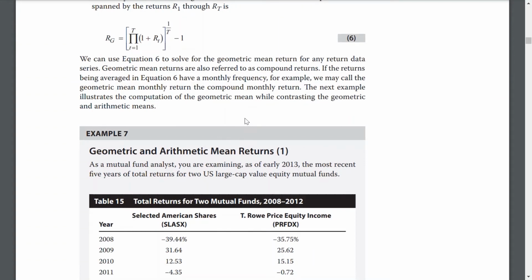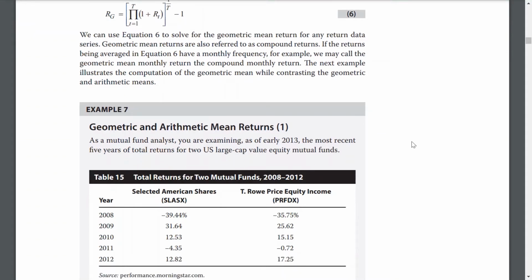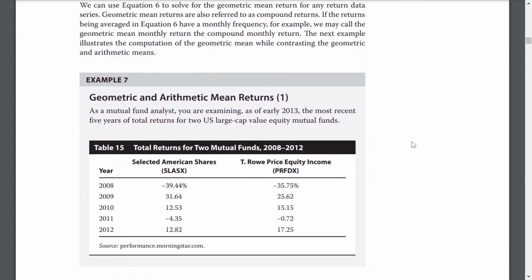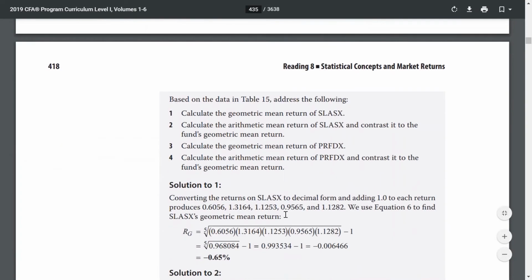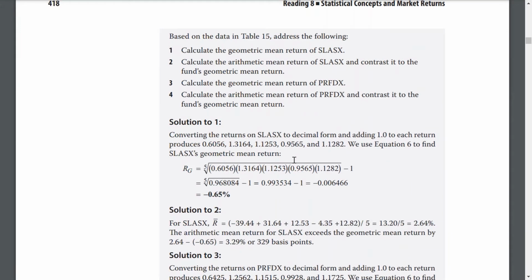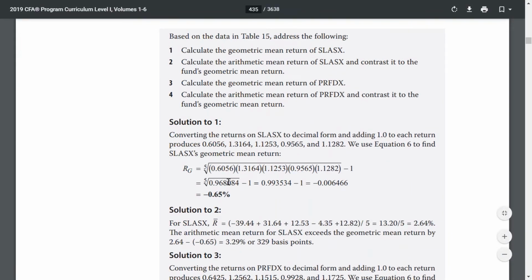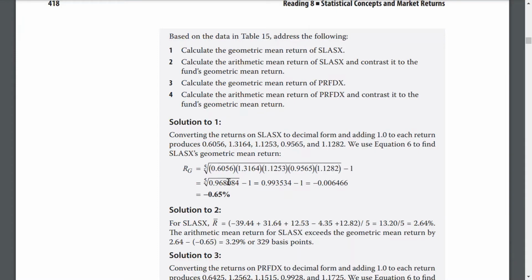The next example illustrates the computation of the geometric mean while contrasting the geometric and arithmetic mean. Example 7, geometric and arithmetic mean returns. As a mutual fund analyst, you are examining, as of early 2013, the most recent 5 years of total returns of U.S. large cap value equity mutual funds. So here's the Selected American Shares, and here is the Price Equity Income. Based on the data in table 15, address the following. 1, calculate the geometric mean returns of the SLASX. Calculate the arithmetic means.